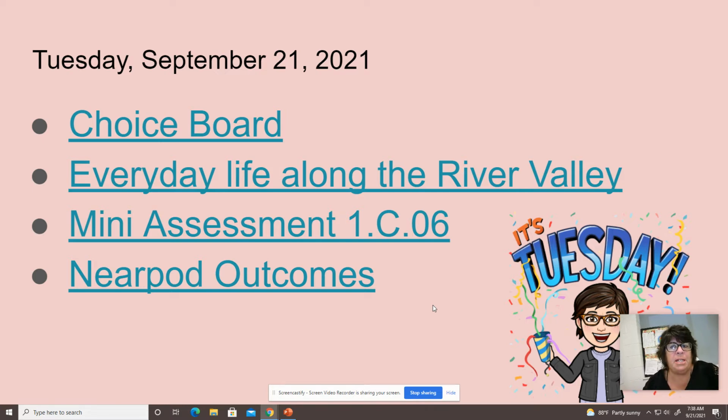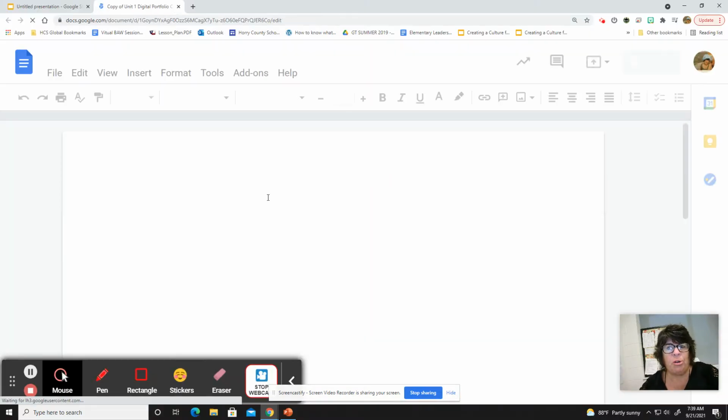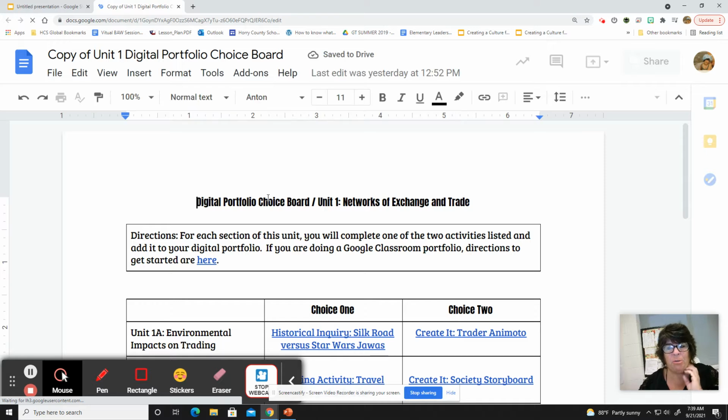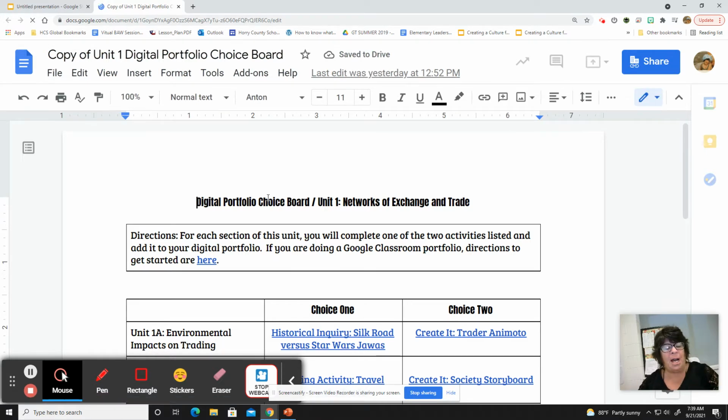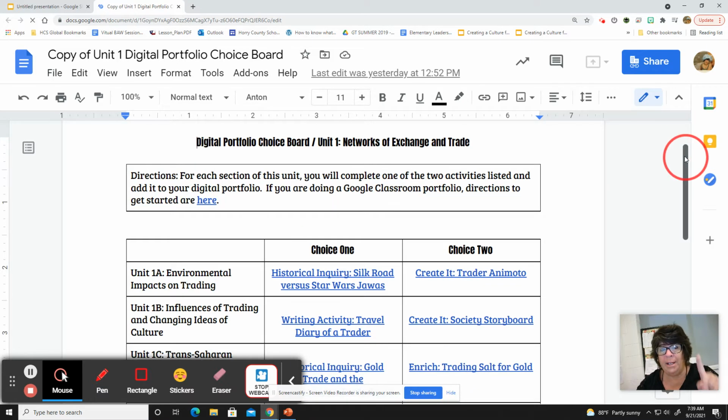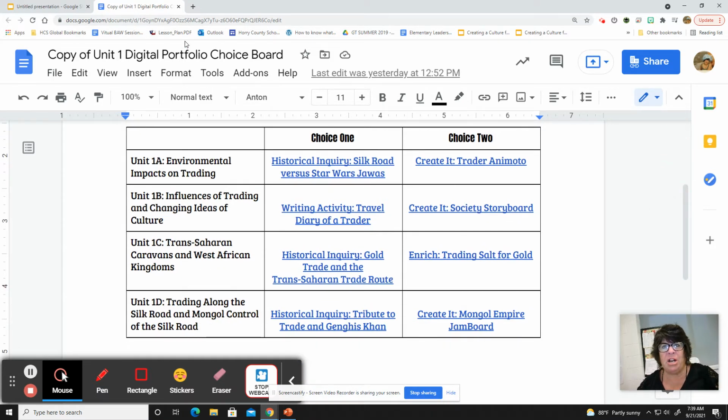Today in class, we continued to look at the choice board, which is the link here in the slide. The choice board is just a reminder that your portfolio is due on the 30th of September. Please make sure to know which one out of the 8 choices you will need to complete. A lot of people wanted to know specifically what you need to do. The directions are right in each one of the links, and you can follow along, and it tells you exactly what you need to do.